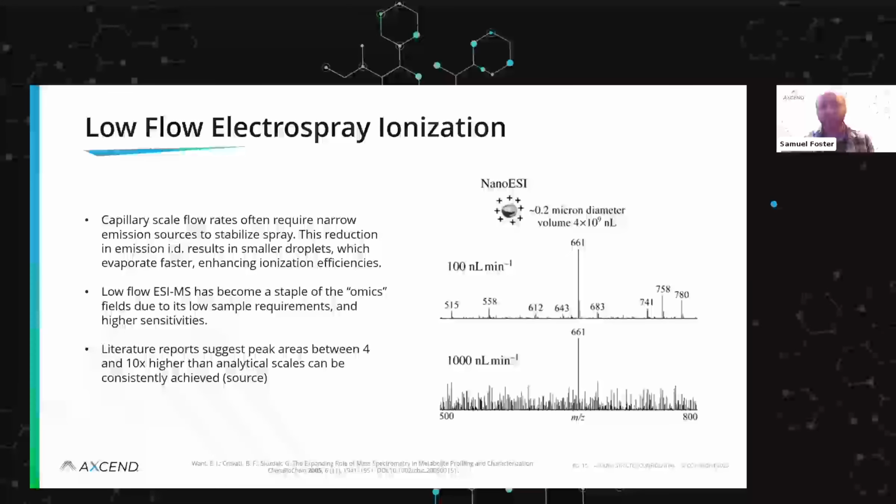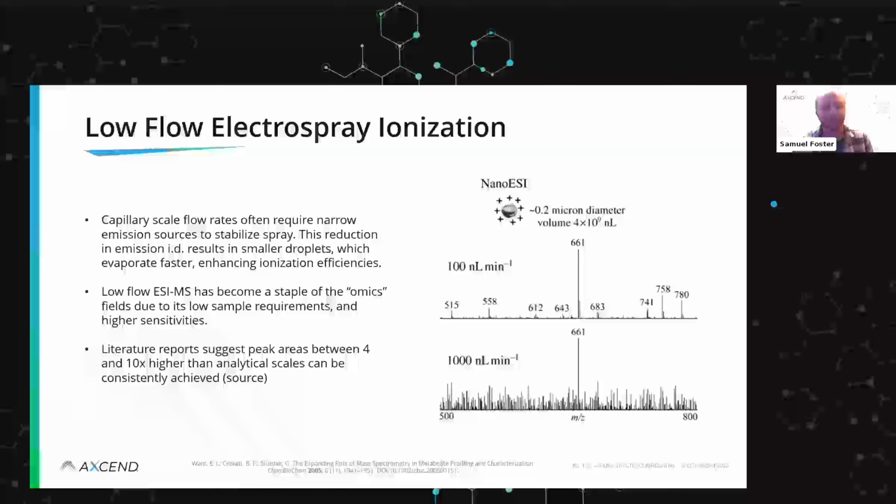So when you're running at analytical scale flow rates, you have to use larger inner diameter ESI sources, those needles where it's being sprayed out of. As you go to lower flow, you have to reduce the inner diameter. And as you reduce the inner diameter, you reduce the size of the Taylor cone. And as you reduce the size of the Taylor cone, you reduce the size of the droplets being formed. And so if you're forming smaller droplets, you're going to have quicker evaporation. You're going to have more efficient ionization because you can get those analytes out of the solution much faster.